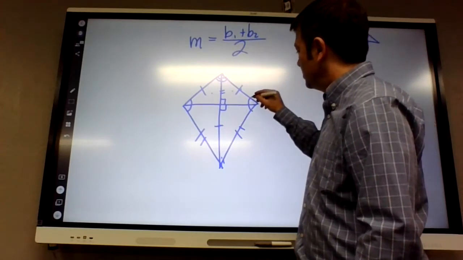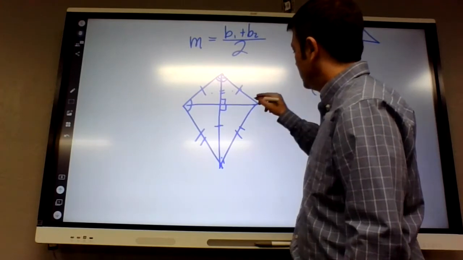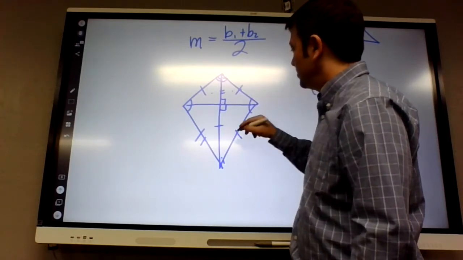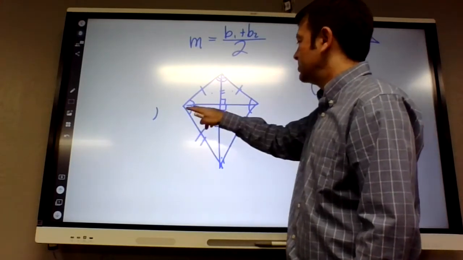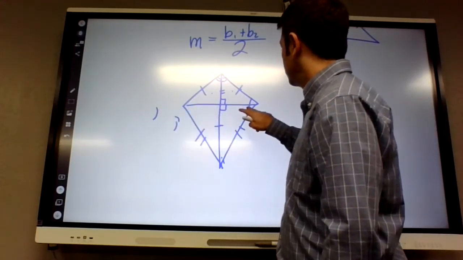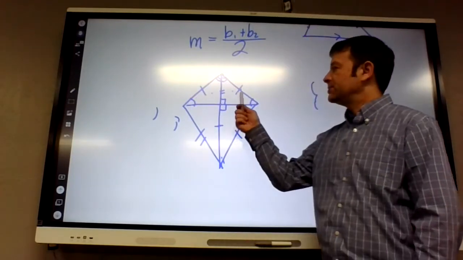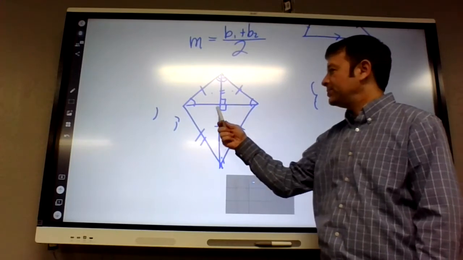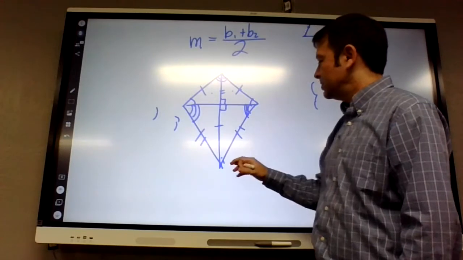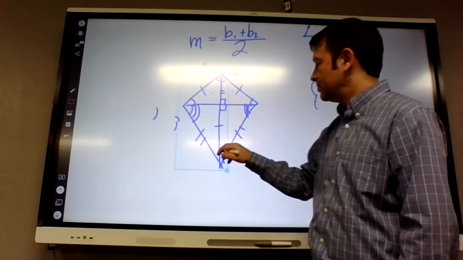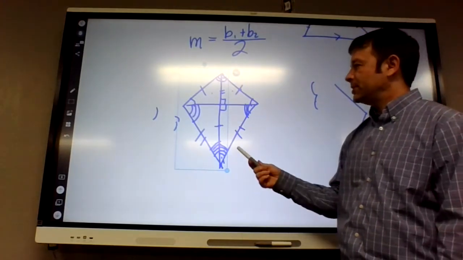This angle here and here are the same. This angle here and here are the same. Oh, shoot, that's not right. This angle and this angle are the same, because these are the same triangles. In these two triangles, this angle is the same as this angle. This angle is the same as that angle. So all the things that look the same are the same, basically.